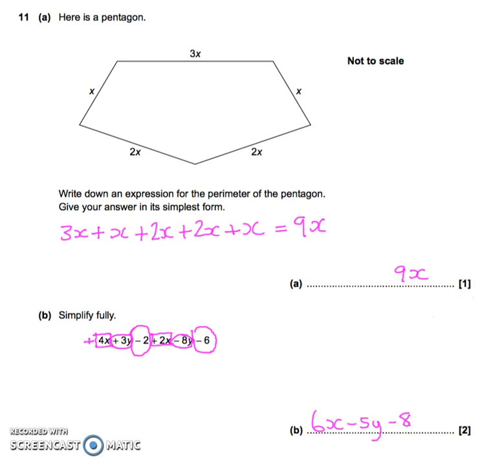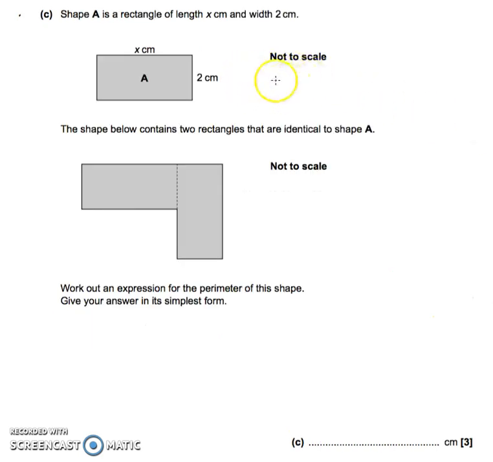In part C, we've got a shape A, which is a rectangle of length x centimeters and a width of 2 centimeters. And you can see that's not to scale. The shape below contains two rectangles that are identical to shape A. Work out an expression for the perimeter of this shape. So what we know is that these two rectangles have exactly the same dimensions as this shape. And again, it's just about collecting those like terms.